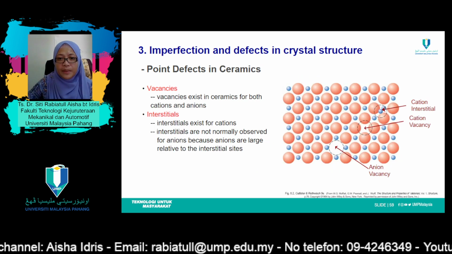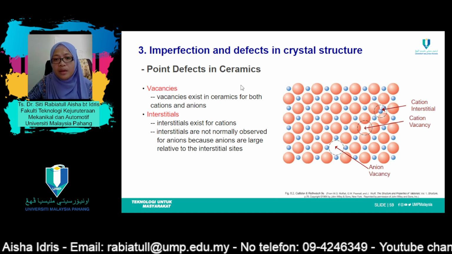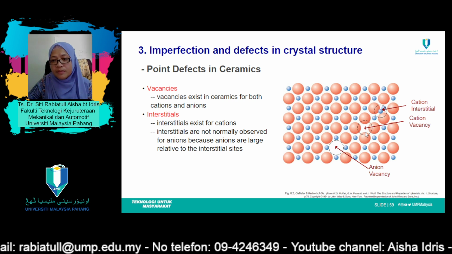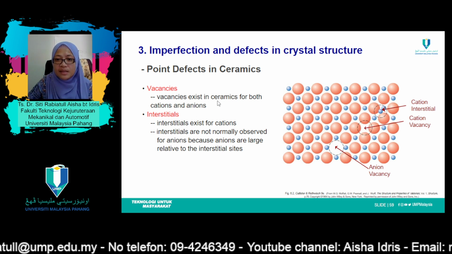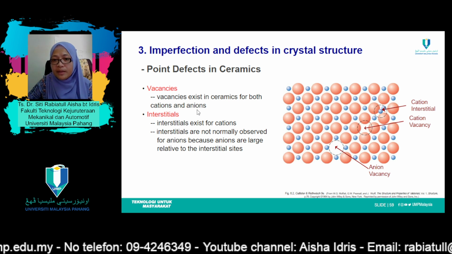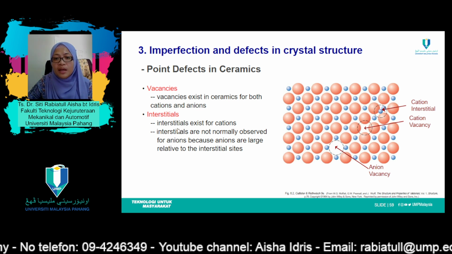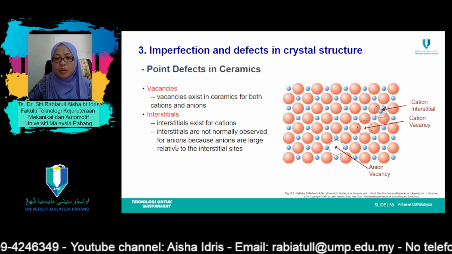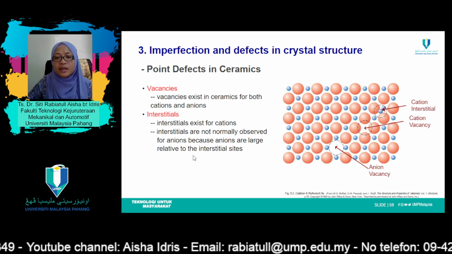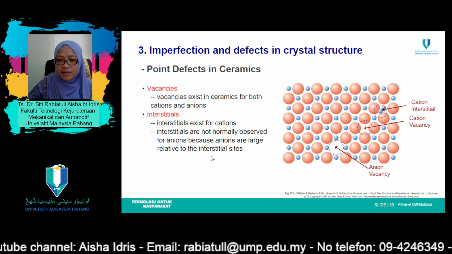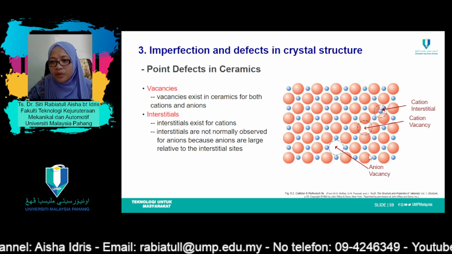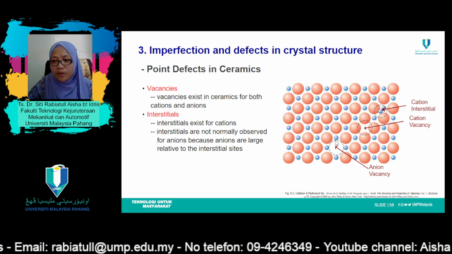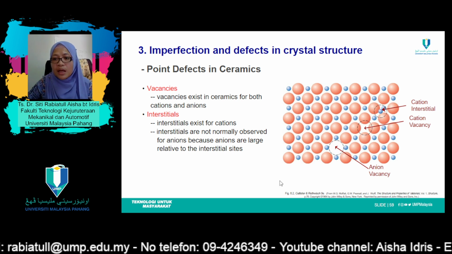Point defects in metal and point defects in ceramic are the same. It's either a vacancy or an interstitial. Vacancies exist in ceramic for both cations and anions. Interstitials exist for cations only. Interstitials are not normally observed for anions because anions are large relative to the interstitial sites. You can refer to this figure for cation interstitial, cation vacancy, and anion vacancy, and you can compare the size of each.